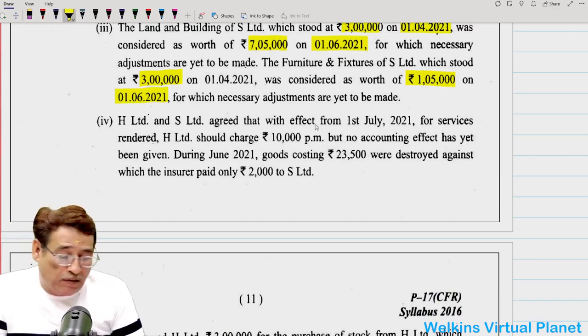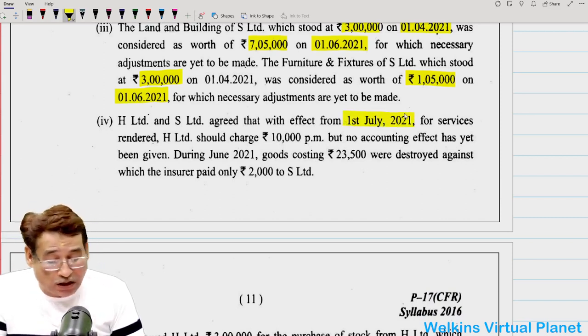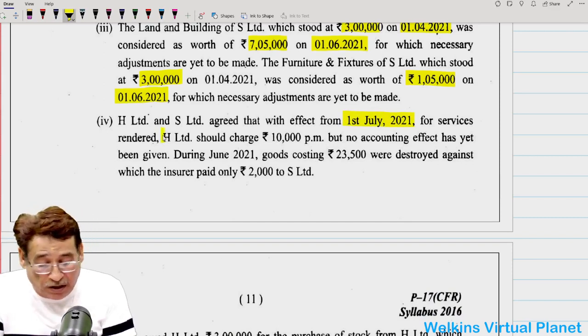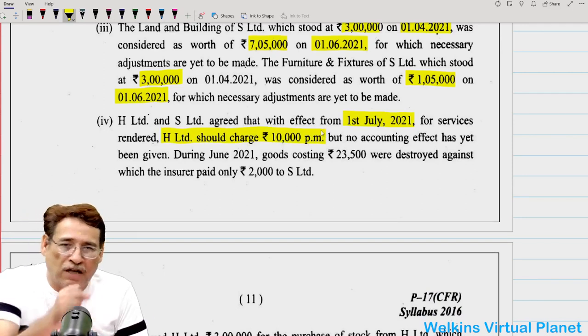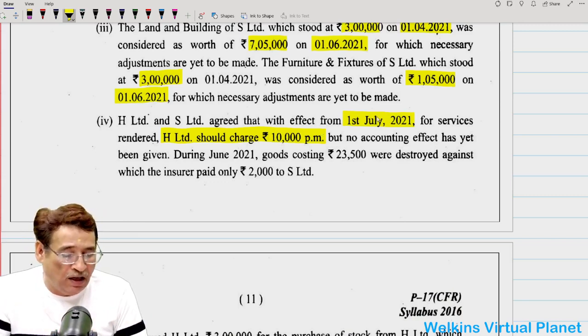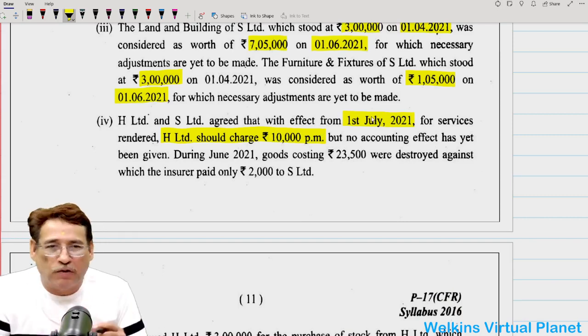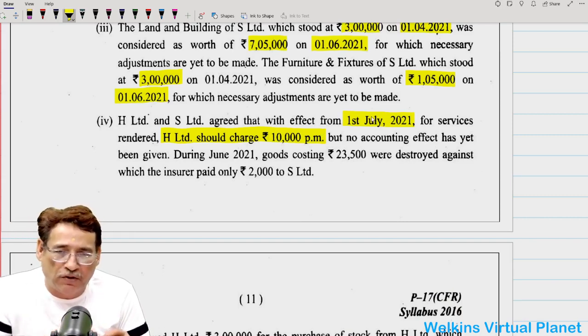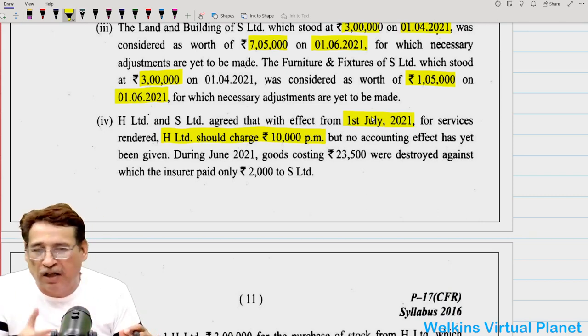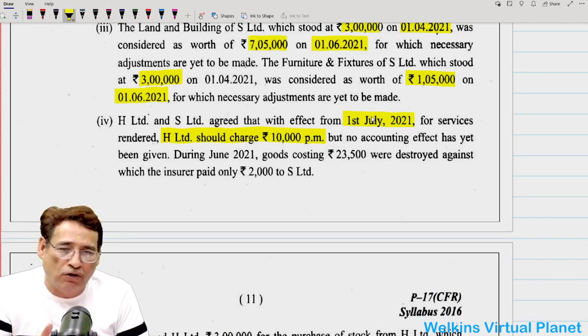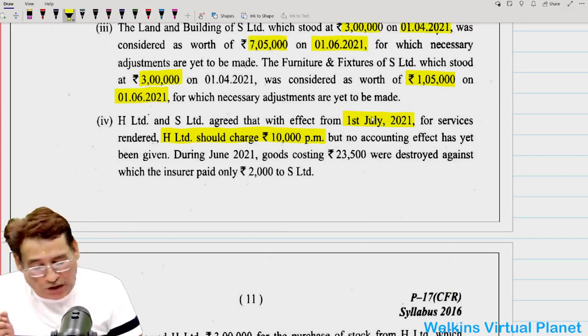1/6/2021. Then H Limited and S Limited agreed, with effect from 1st July 2021, that for services rendered, H Limited should charge 10,000 per month. So there is an agreement that H Limited will provide some services and will charge the subsidiary company for these services. The agreement took place on 1/7/2021. Now the time period from 1st July 2021 till 31st March 2022 would be 9 months. So 10,000 into 9. The holding company now will charge 90,000 rupees from the subsidiary company. So on account of this, the subsidiary company's profit will decrease, while the profit or loss account of the holding company will increase.